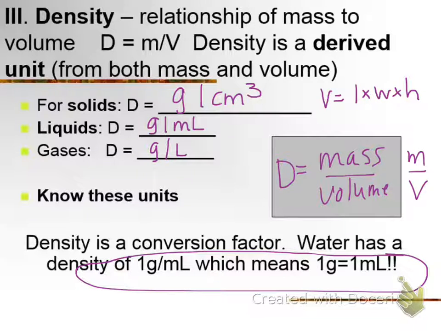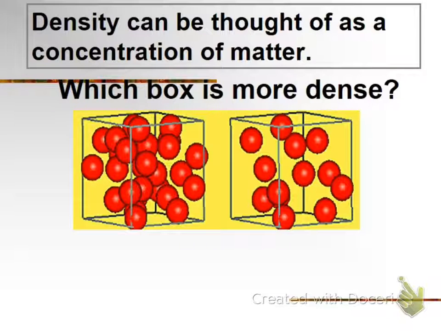So let's look at how to calculate density. In this case, we have two boxes. Remember, we said density can be thought of as a concentration of matter. So we want to know which box is more dense. It's not a trick question. It literally is the one that has more particles per the same amount of volume, which would be that one. So that particular sample would have a higher density because there's more particles or more mass per volume.